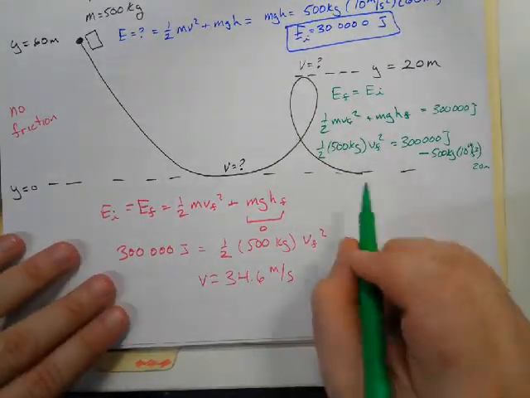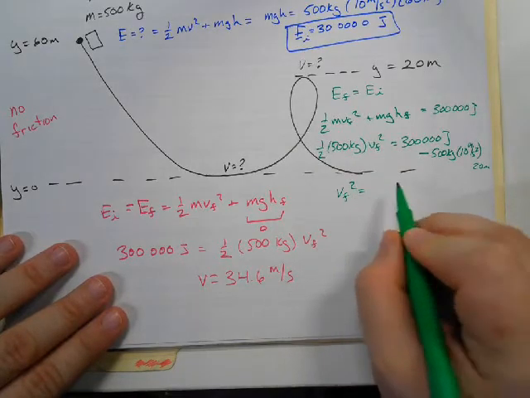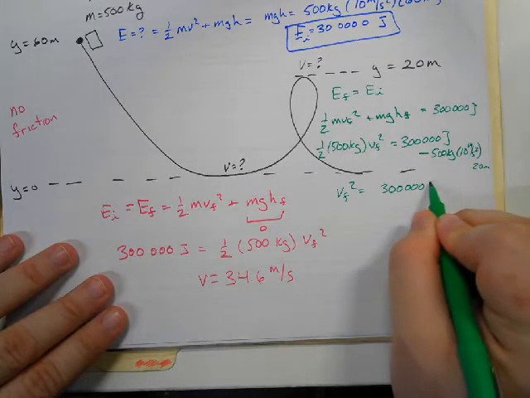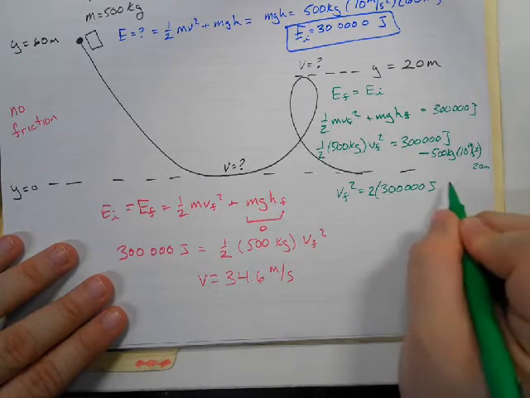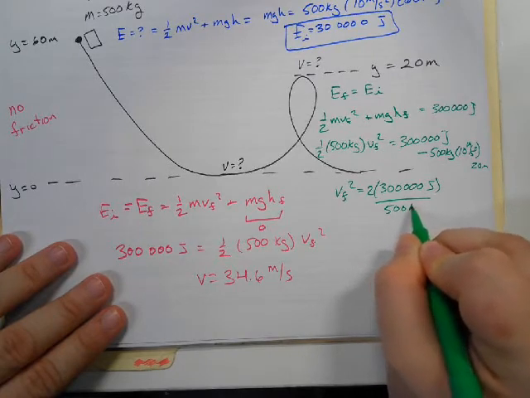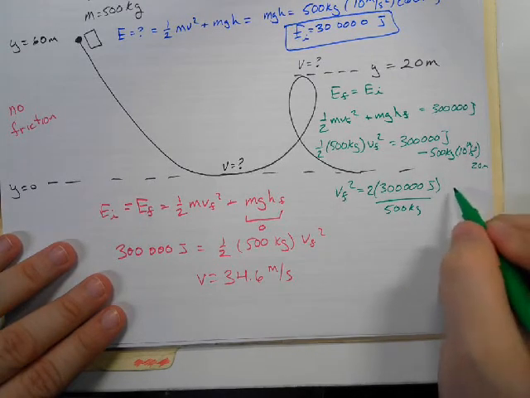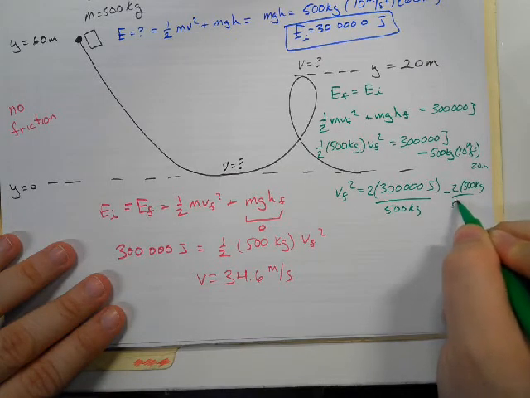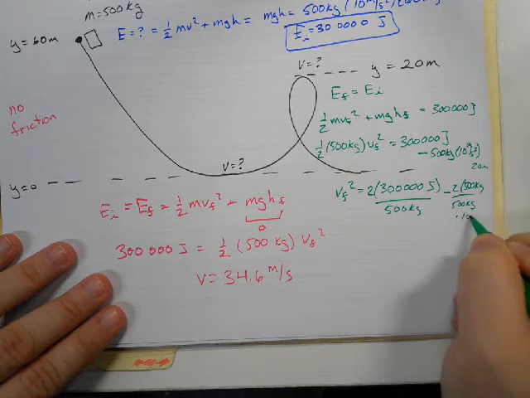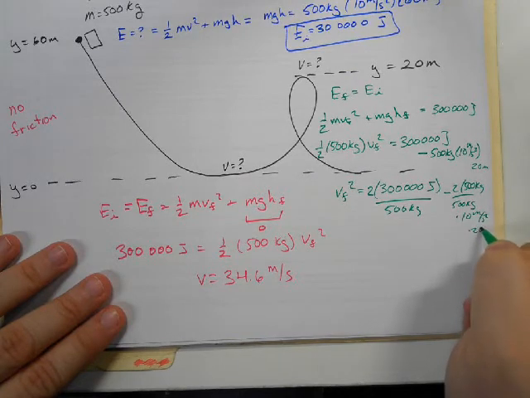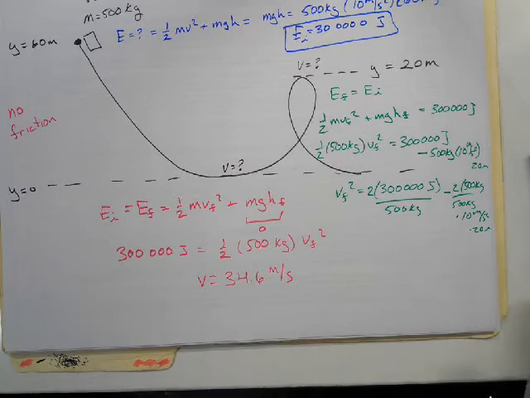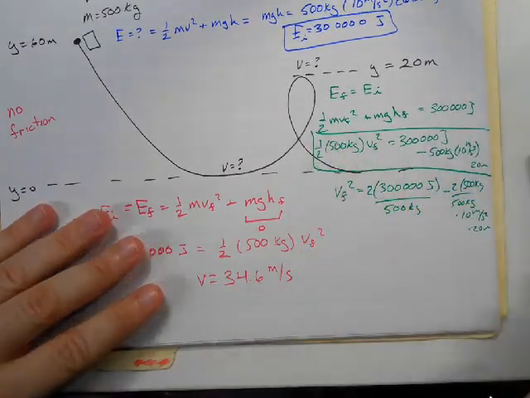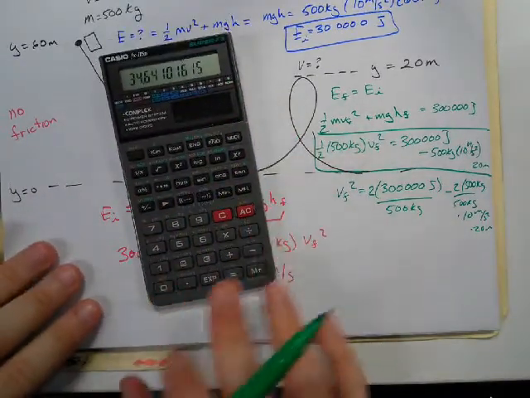And so we can solve for V final. V final squared is this 300,000 joules times 2 divided by 500 kilograms. And we do the same thing over here. Minus 2 times 10 meters per second squared times 20 meters. I'm going to run out of paper. But generally, this is the answer. We're just doing the calculation now.